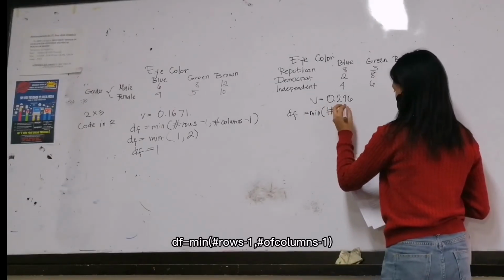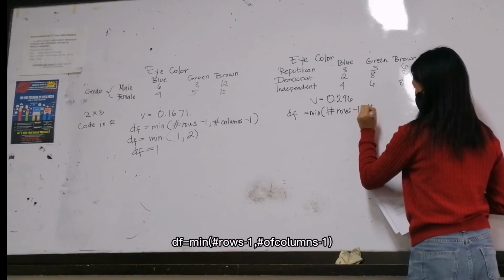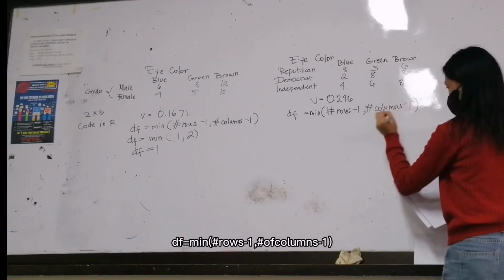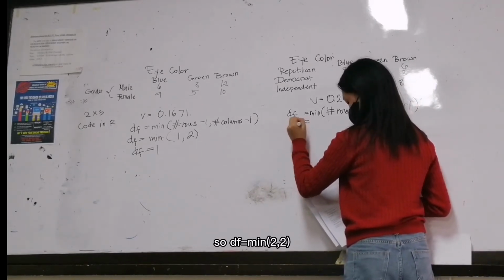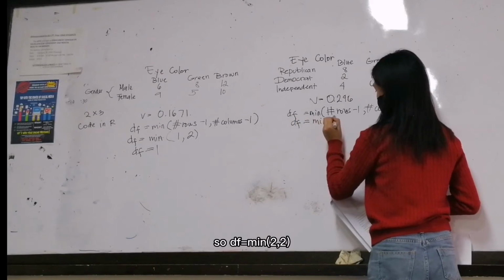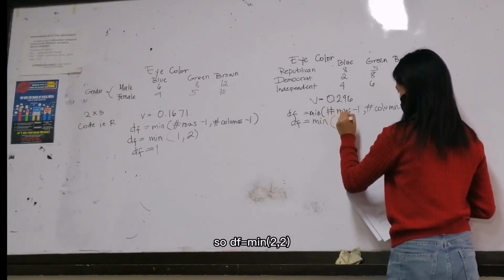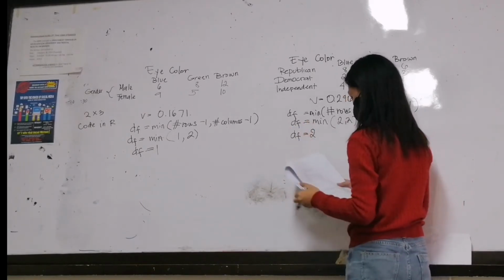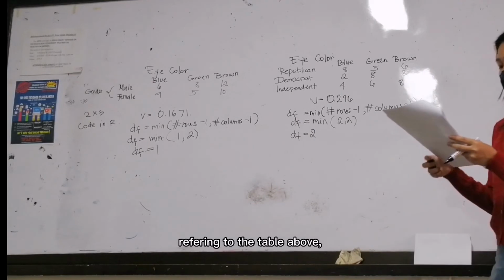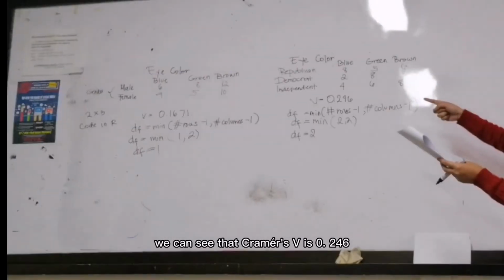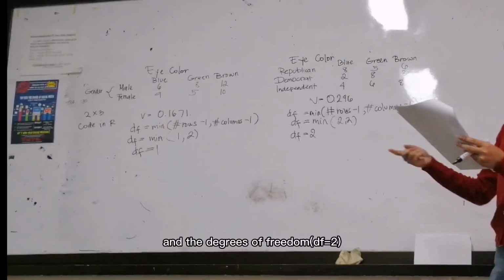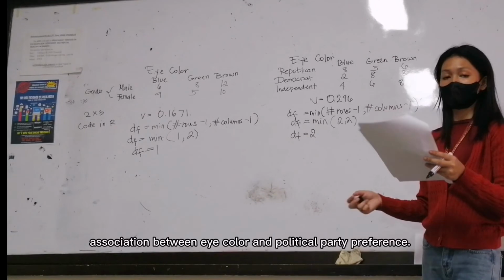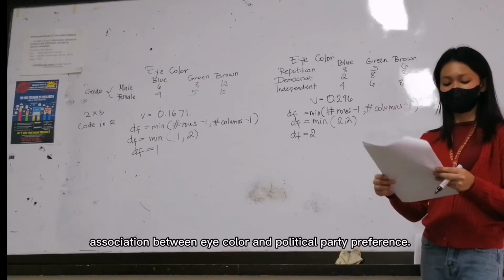The degrees of freedom would be calculated as the minimum of rows and columns minus 1. Referring to the table above, we can see that Cramér's V is 0.246 and degrees of freedom is 2. It indicates a medium or moderate association between eye color and political party preference.